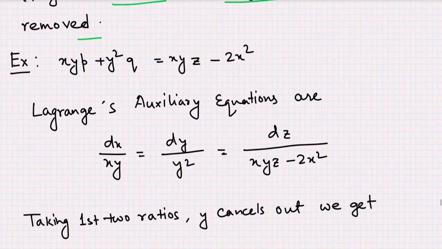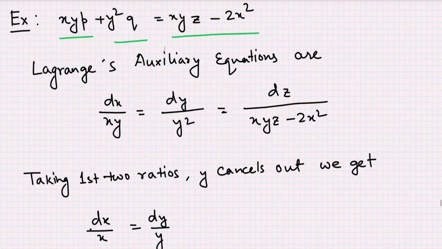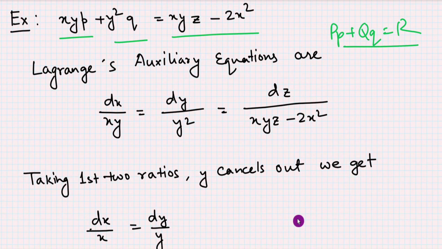So let us take an example. Let us take xy p plus y square q equals xyz minus 2x square. First we write in the form Pp plus Qq equals R. So capital P equals xy, capital Q equals y square, and capital R equals xyz minus 2x square. So we write the Lagrange auxiliary equation: dx by P, that means dx by xy, equal to dy by Q equal to y square, and dz by R, that means xyz minus 2x square.